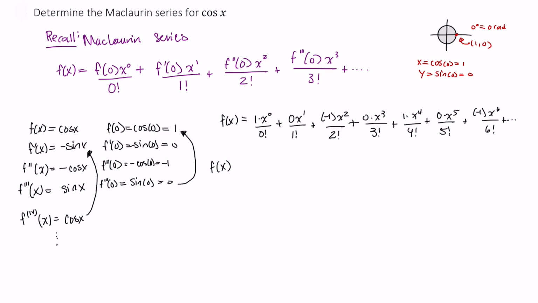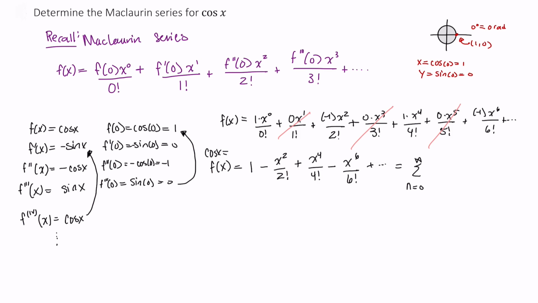So f of x, which is cosine of x, is 1 plus, well, these all vanish, all the odd terms. We are left with just the even terms. And this first even term is not a plus, it's a minus. So it's minus x squared over 2 factorial plus x to the fourth over 4 factorial minus x to the 6 over 6 factorial. I think we can all guess what the next term would be, x to the 8th over 8 factorial. And let's go ahead and write this in summation notation.